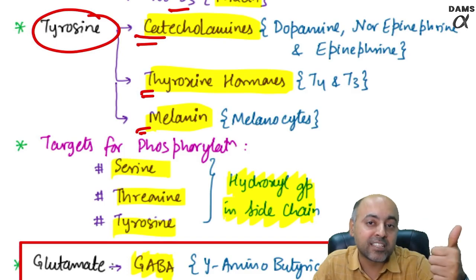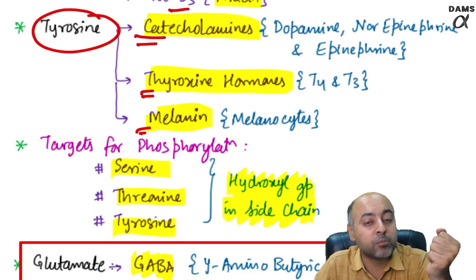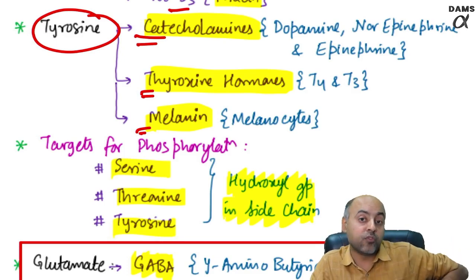Vitamin B6 is required for transamination, deamination, and decarboxylation. All these three processes require the vitamin B6 in the form of pyridoxal phosphate.